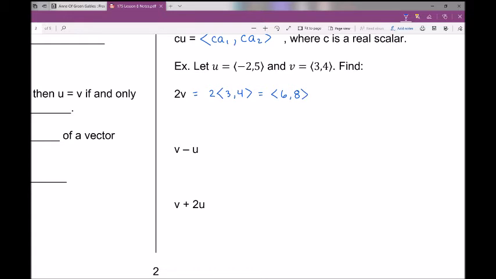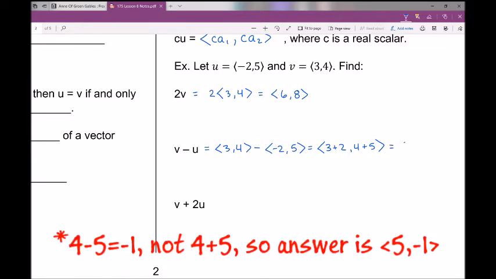All right. Our next one is v minus u. So let's go ahead and write the vector v. That's 3, 4 minus the vector u. So -2, 5. So what we get is the vector 3 plus 2, comma 4 plus 5. So notice we have that double negative here. So that's actually going to be adding a 2 instead of subtracting. So what we get is the vector 5, 9.